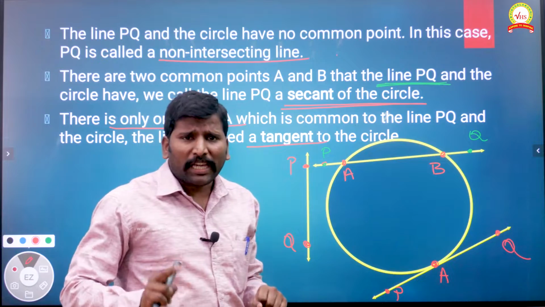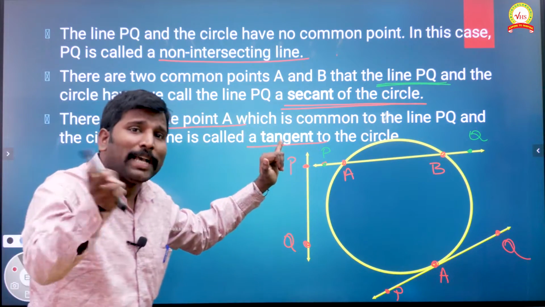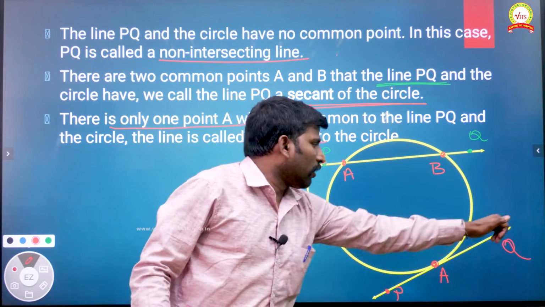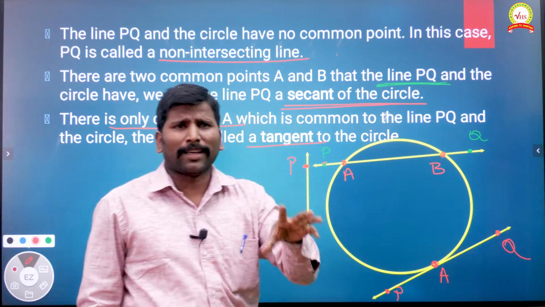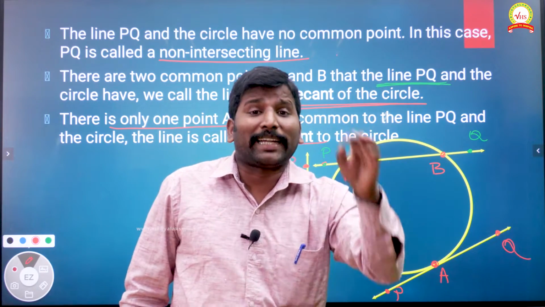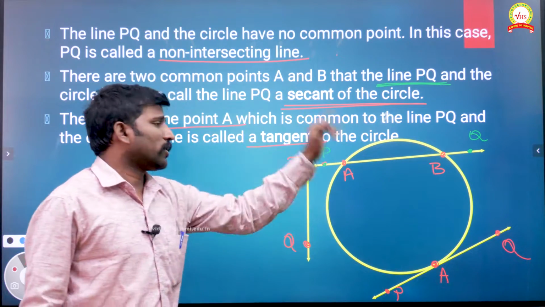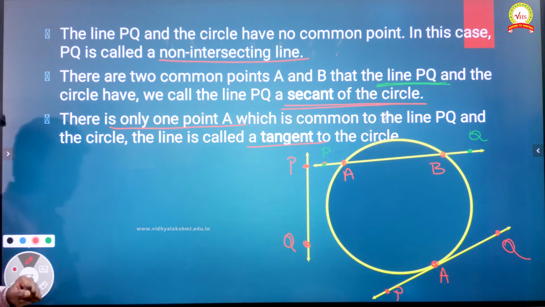Next, Raja, we have only one point. We have only one point common to both the circle and the line. It's called a secant. Sorry, what is that? Tangent. So, tangent means there is only one intersecting point or touching point, whatever. So, that is called the tangent. Understand children? Please make a note of this definition. It's very important.